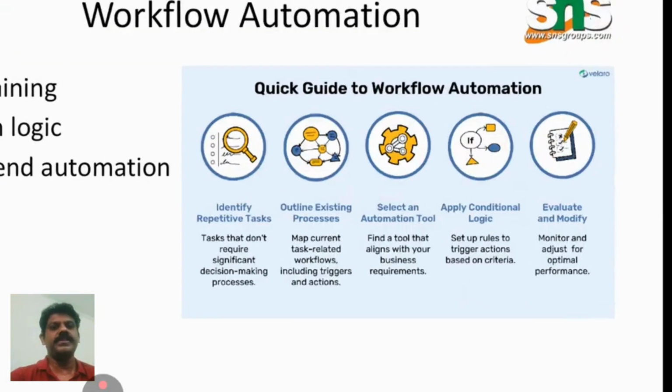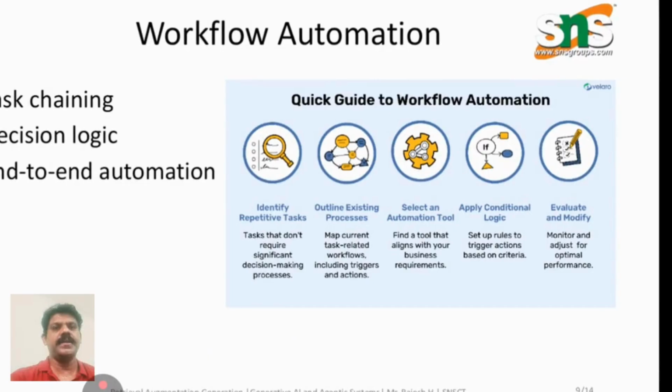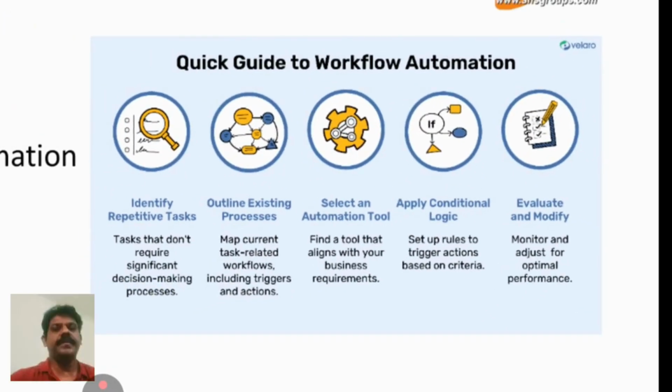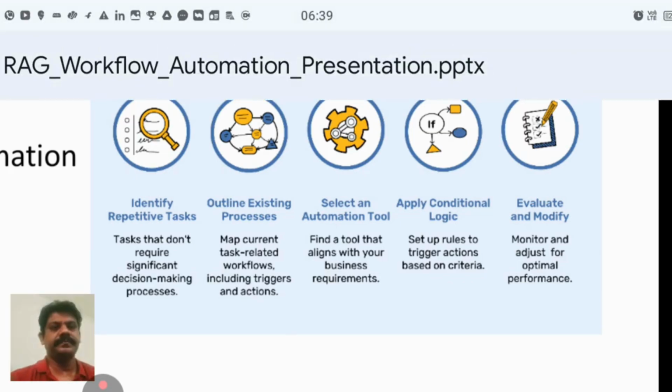So the workflow automation, as you see, the task is being trained with the decision logic. So here the repetitive task is being identified, then the existing process outline is being captured, then the specific automation tool is used for each and every user task. Then finally you have to apply the conditional logic, then produce the evaluation and modification finally.